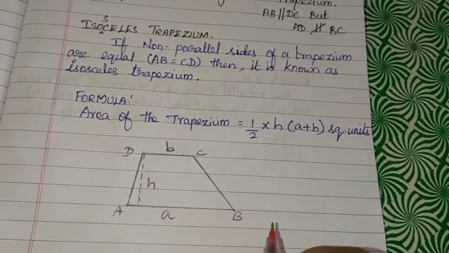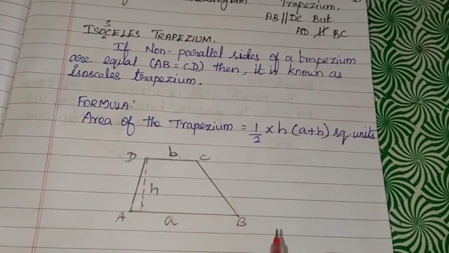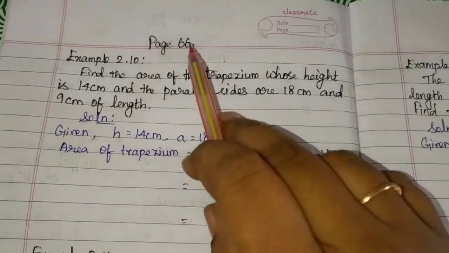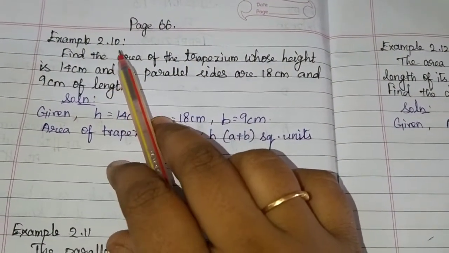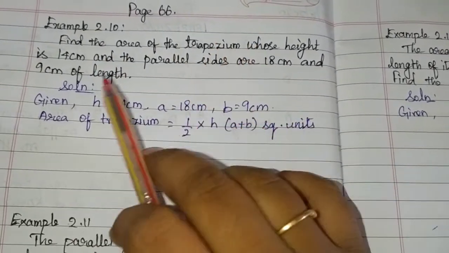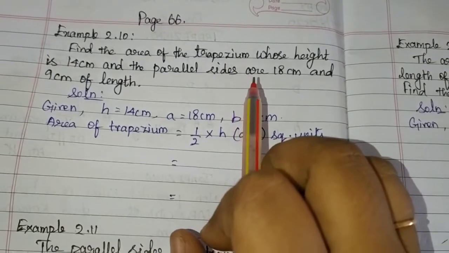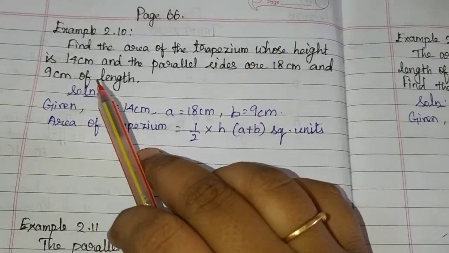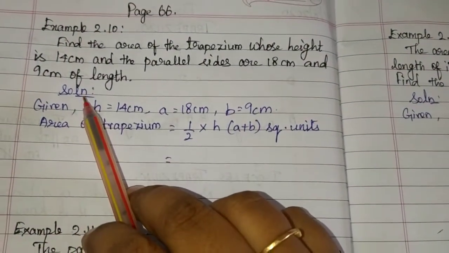Now we are going to see some examples. Children, now we come to page number 66. This is example 2.10. Find the area of the trapezium whose height is 14 centimeter and the parallel sides are 18 centimeter and 9 centimeter in length. Now I have written the solution here.